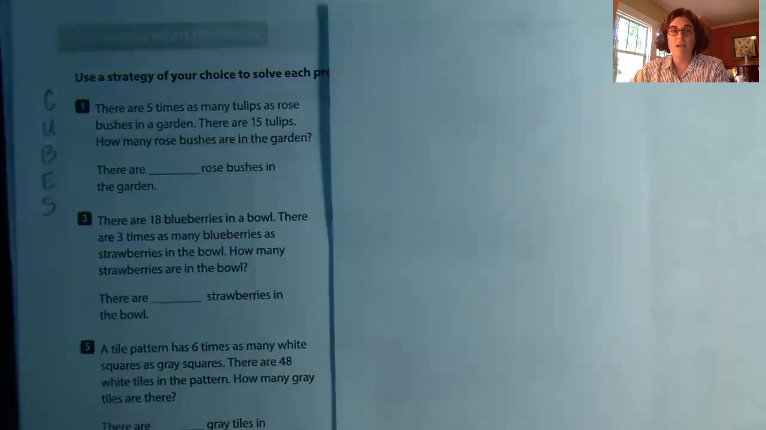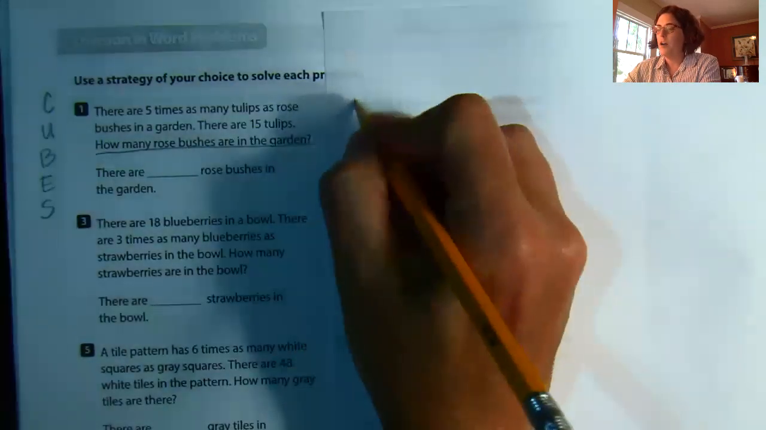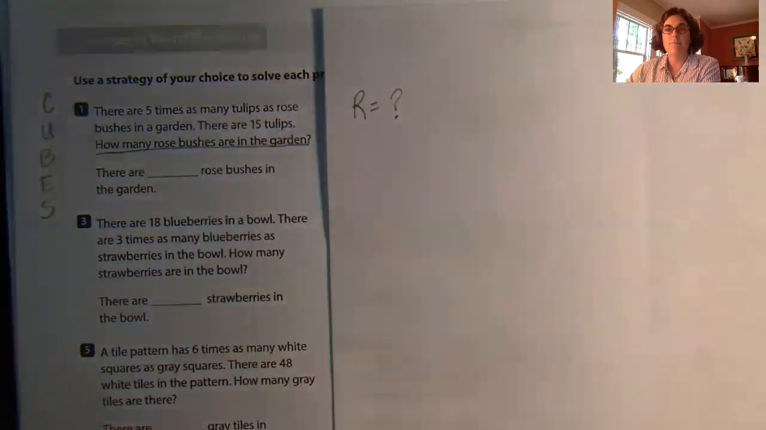There are 5 times as many tulips as rose bushes in a garden. There are 15 tulips. How many rose bushes are in the garden? All right, the second time through, we underline the question, and we do that first so that we know what information is important. We're not going to circle or box anything until we know what it's asking us. And this question is asking us how many rose bushes are in the garden. So I'm going to go ahead and write on my scratch paper, R for rose bushes equals question mark. That's what it's asking us to find.